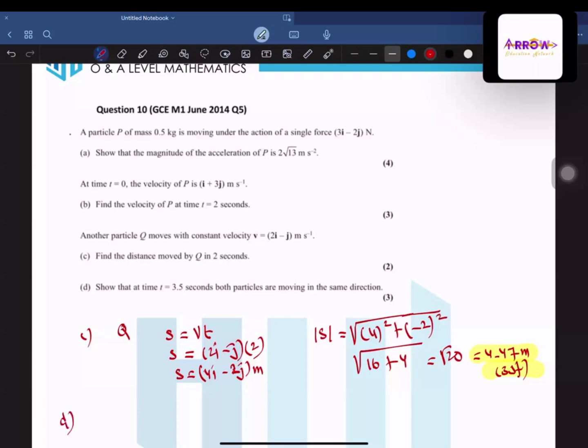So basically, the idea behind this, which I've discussed in my earlier videos as well, is that the velocity vector tells you the direction of motion of the particle, where the particle is actually moving. When we were considering particle P, the initial velocity was i plus 3j. And obviously, with the value of t changing throughout, the velocity of particle P will change. So the velocity vector will change.